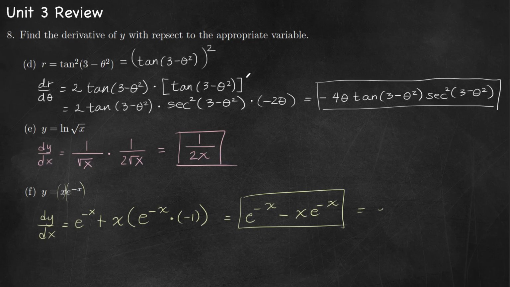If we wanted to, we could factor out e to the negative x, and that would become 1 minus x. And then if we didn't want a negative exponent, we can move that down to our denominator. So we'd have 1 minus x over e to the x.